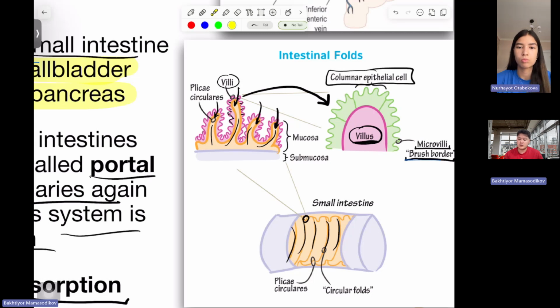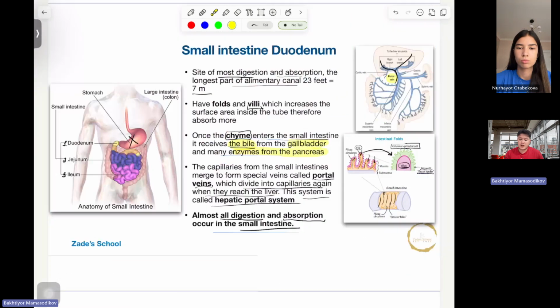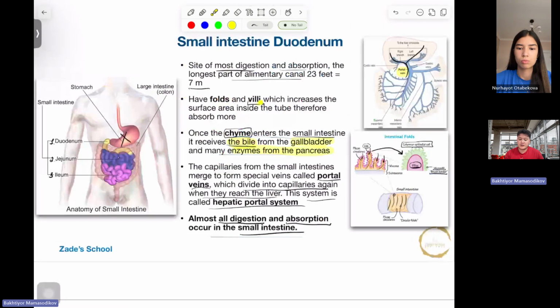They're also called columnar epithelial cells. So the folds and the villi increase the surface area inside it to absorb more.